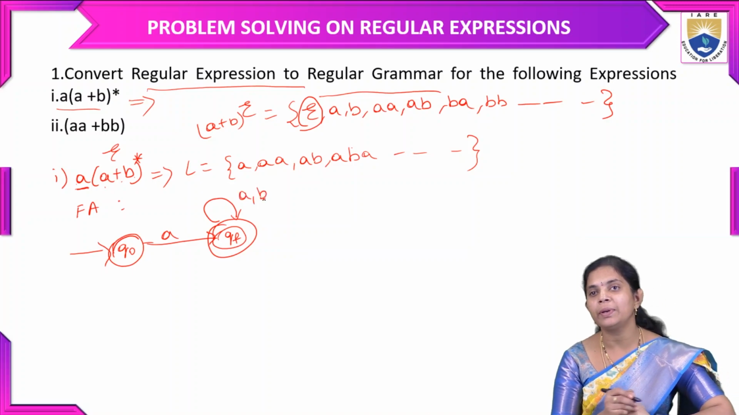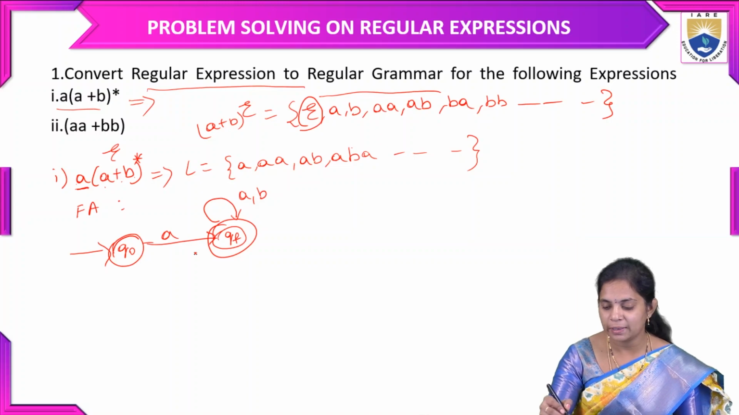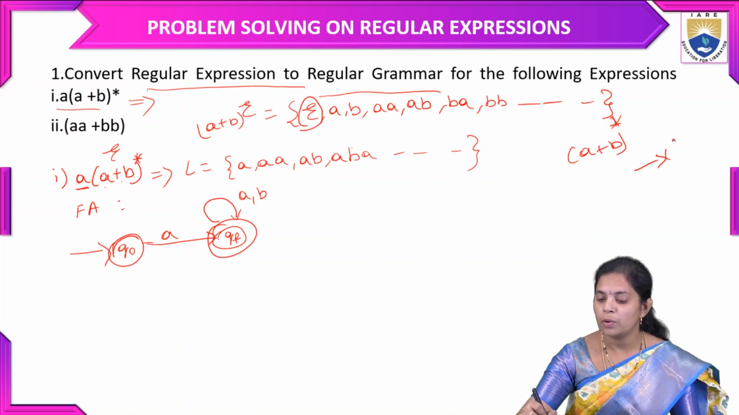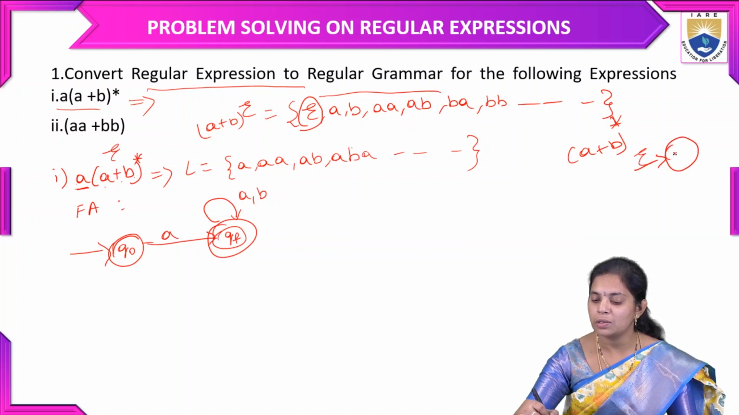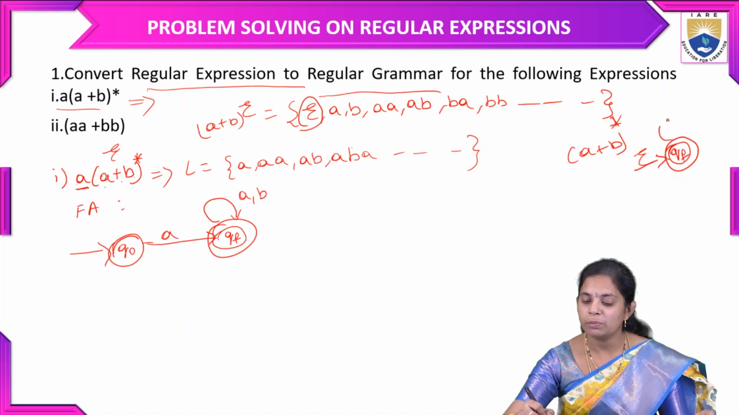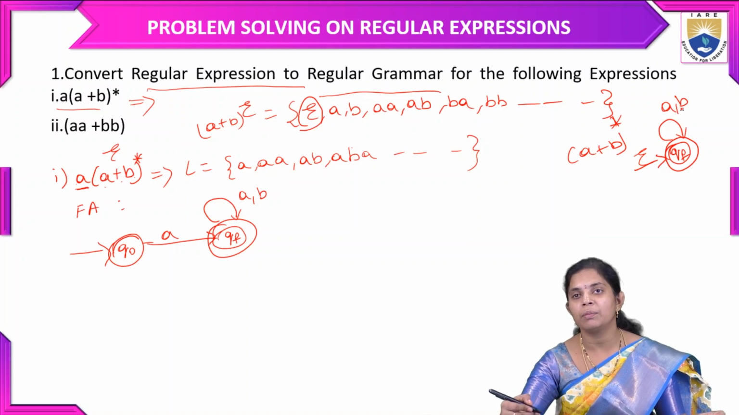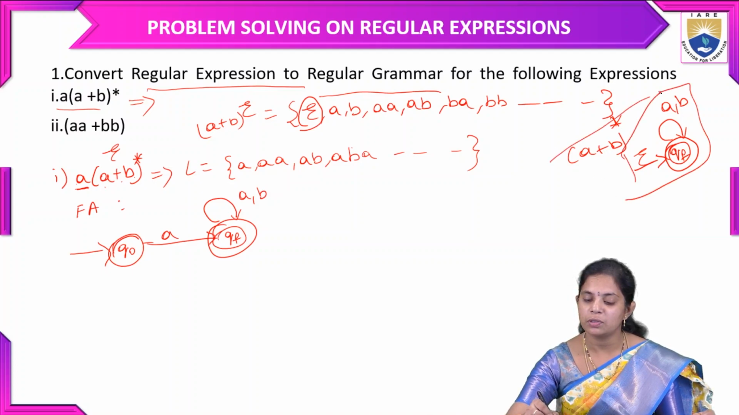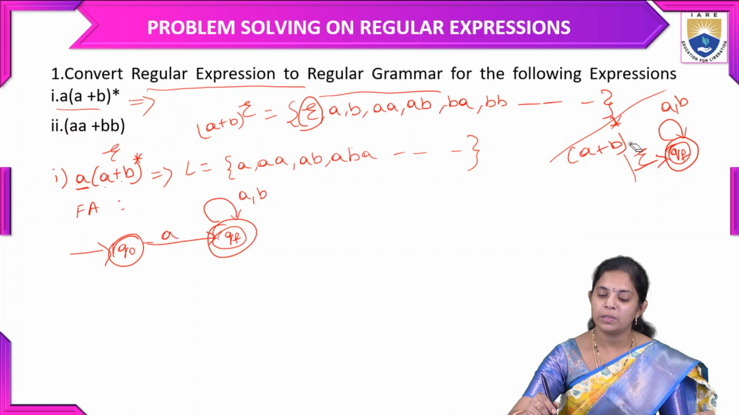So this is the finite automata for (a plus b) whole star. Why? Because the first input is epsilon, so it is reaching the final state. And for the two more input values, a comma b, it is reaching the final state multiple times on a comma b input. So this is the finite automata for this regular expression.